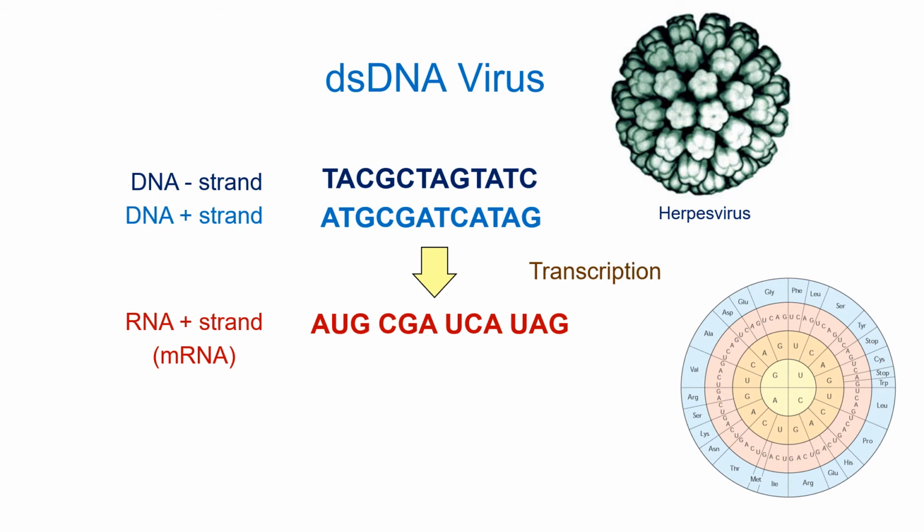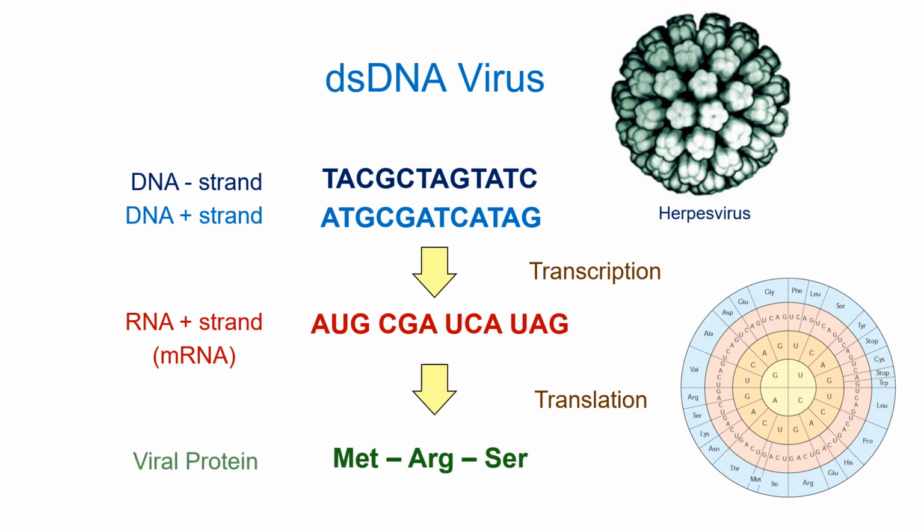Now, using our little decoder ring there, we know that this can be decoded into a protein sequence. So that's translation. That's going to occur at the host cell ribosome. And for my really simple little example here, this is the viral protein that's going to be produced. Okay, hopefully that was fairly straightforward.